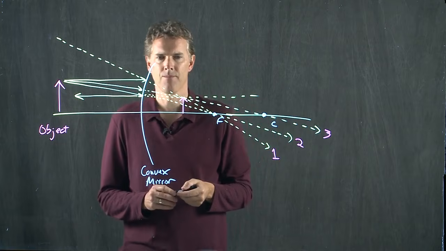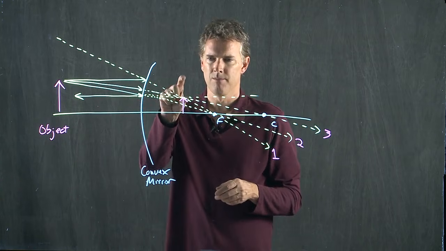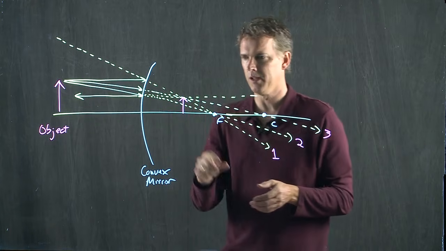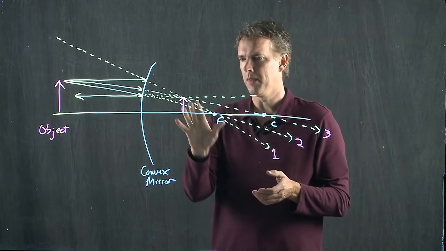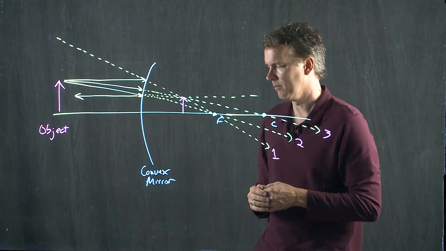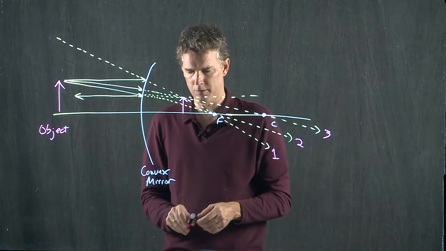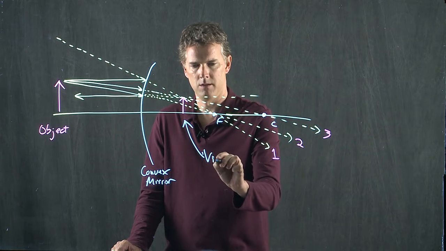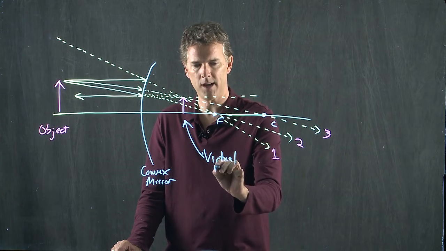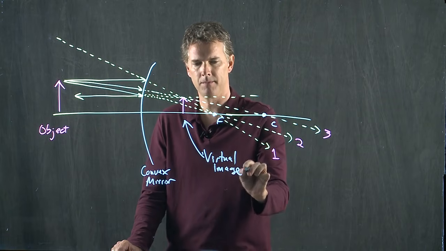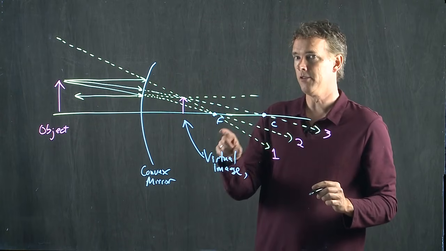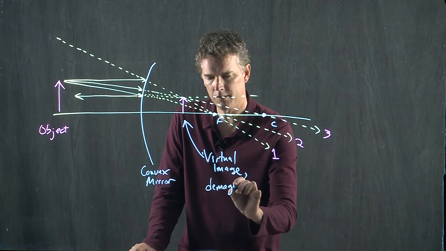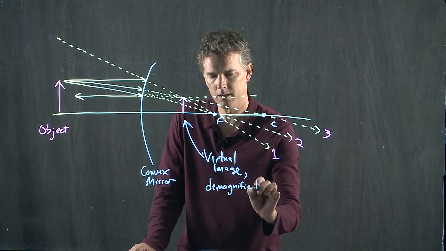Okay. Book might have a better picture of that. Sometimes it's a little hard to see up here on the screen exactly where it's intercepting, but that should be about the right position. This is, of course, a virtual image, because there's no real rays that are forming it. It is also demagnified because it's smaller than the object.